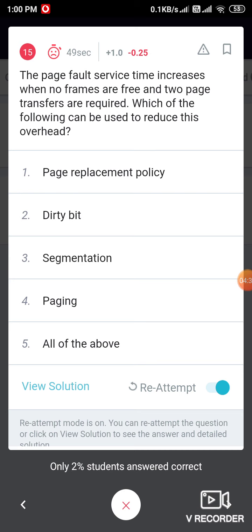So the question said that the page fault service time increases when no frames are free and two page transfers are required. Which of the following can be used to reduce this overhead? We use dirty bit to reduce this overhead. So the answer to the question is dirty bit.